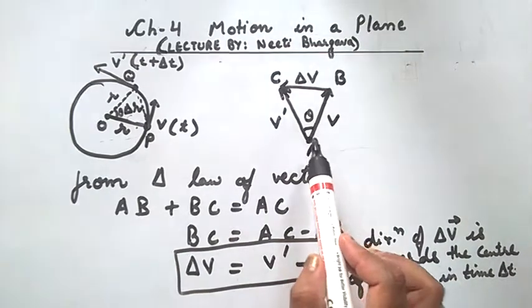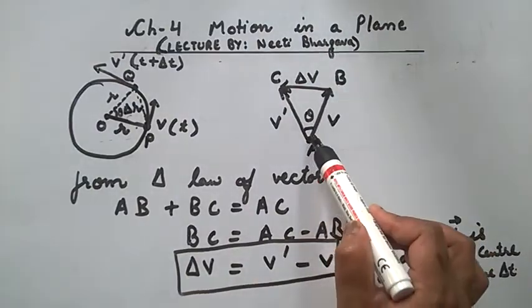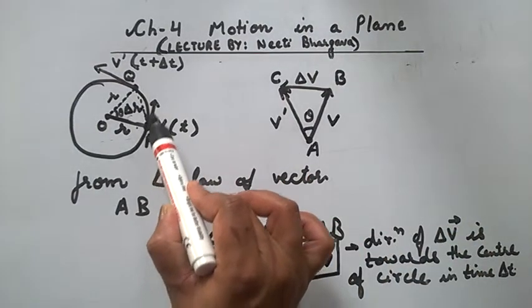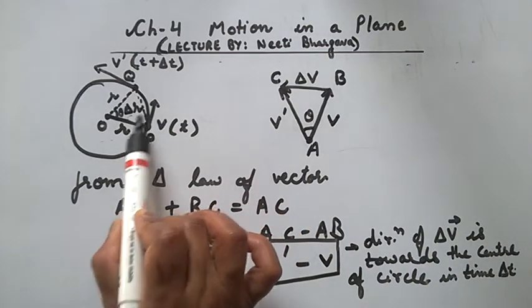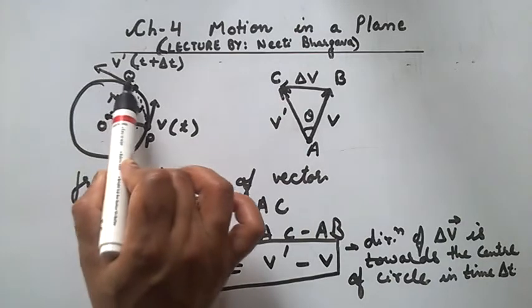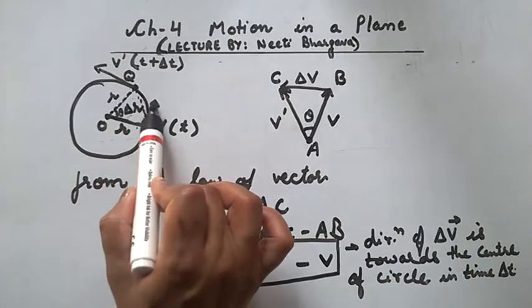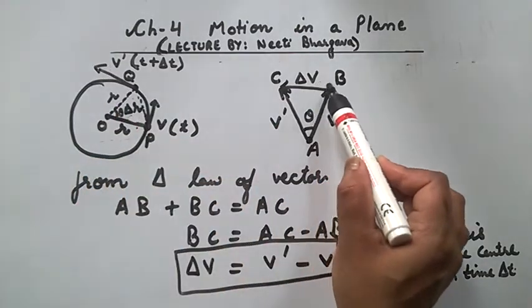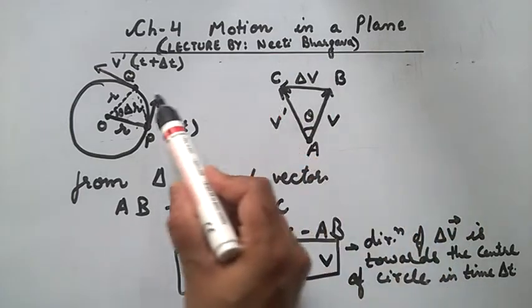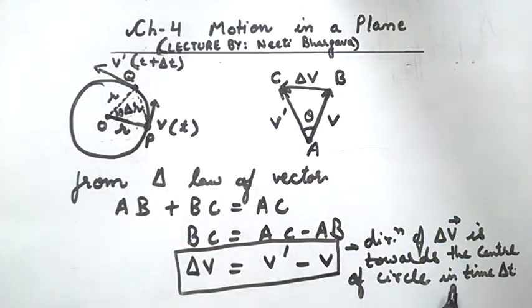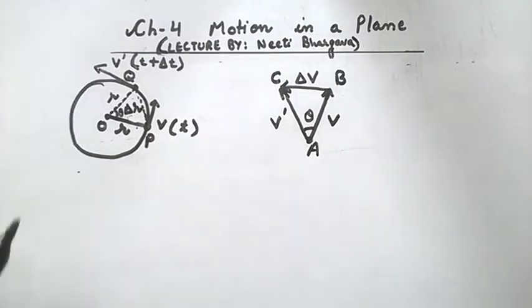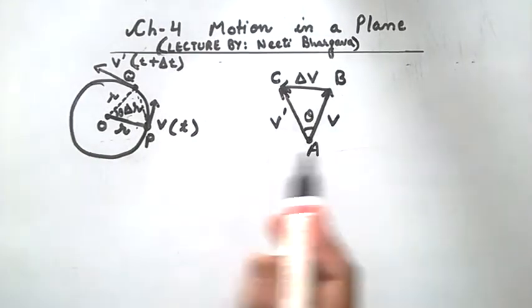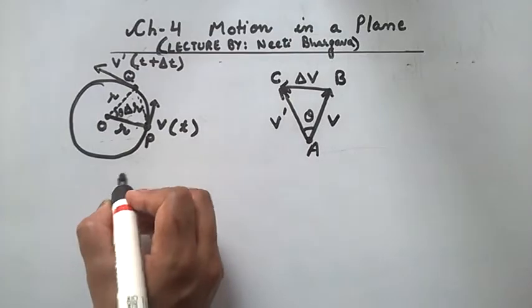Now here we can see that velocity v is tangentially outward. It is making an angle of 90° with the radius. It is also making an angle of 90° with the radius, and its change is delta v, and its direction is towards the center in time delta t. Now, as we know, average acceleration is equal to change in velocity per unit change in time.